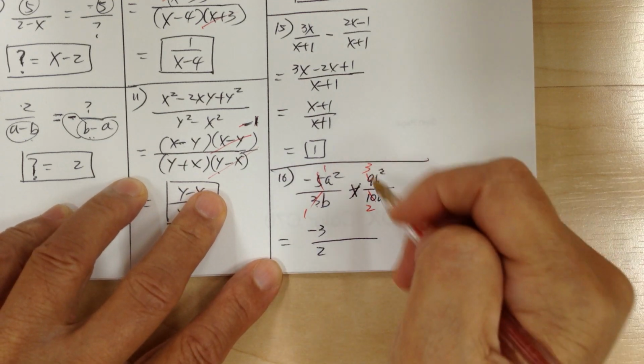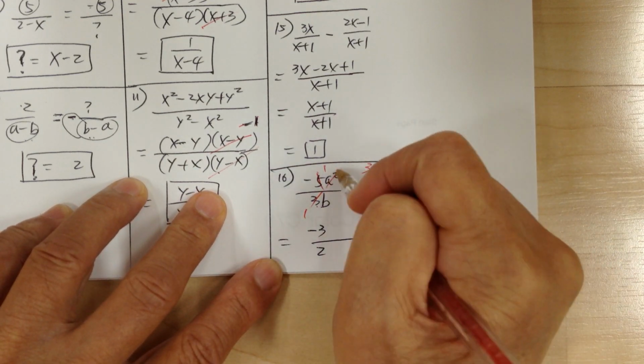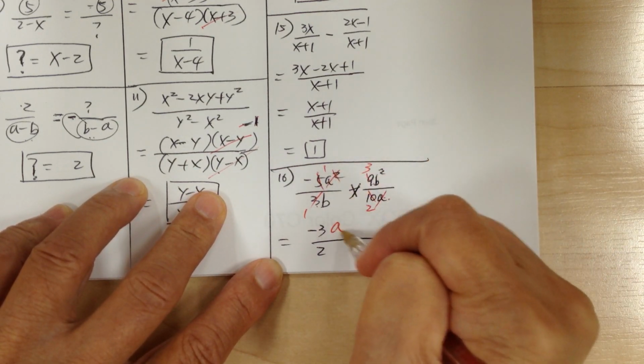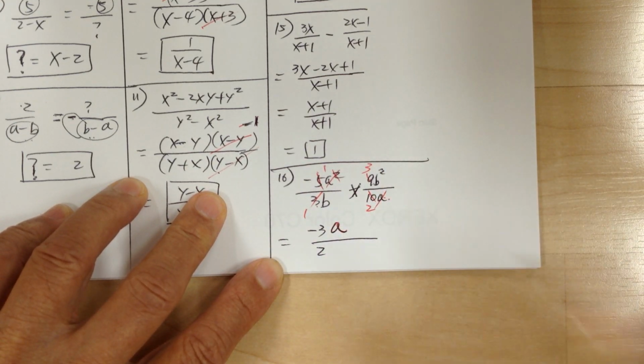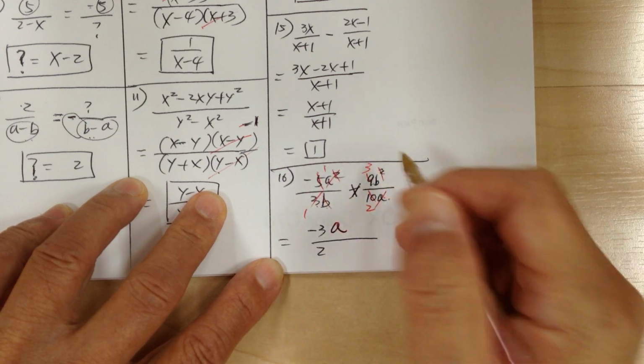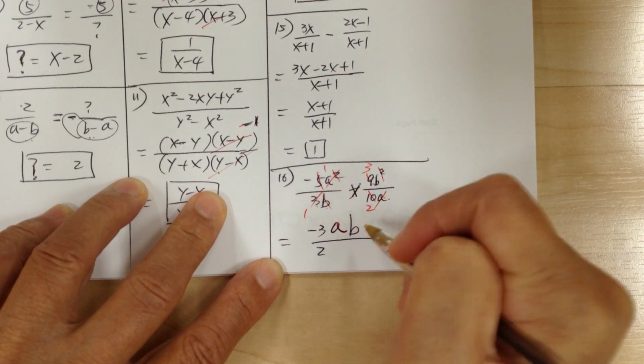That takes care of the number. Now let's do the alphabet. Okay, a and a squared, when you cancel, this will cancel with that, so you're going to get a. And you have the b and b squared, so cancel out. You're going to end up with b. Okay, and that's it.